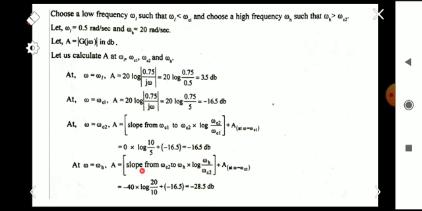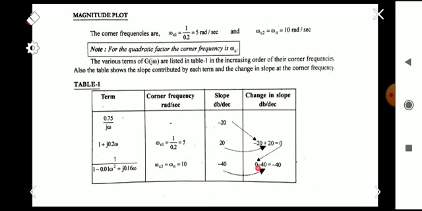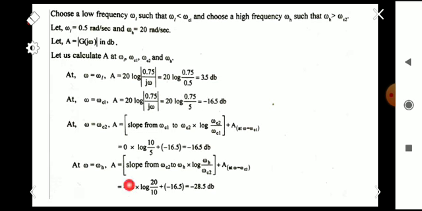So the slope from omega C2 to omega H is minus 40, that is the second term in the change in slope column. So minus 40 into log 20 by 10 plus the gain at the previous frequency. The previous frequency is omega C2, that is minus 16.5 here. So we will get minus 28.5. So we have 4 frequencies here and 4 corresponding magnitude values here. Okay, so it is enough to plot the magnitude plot.